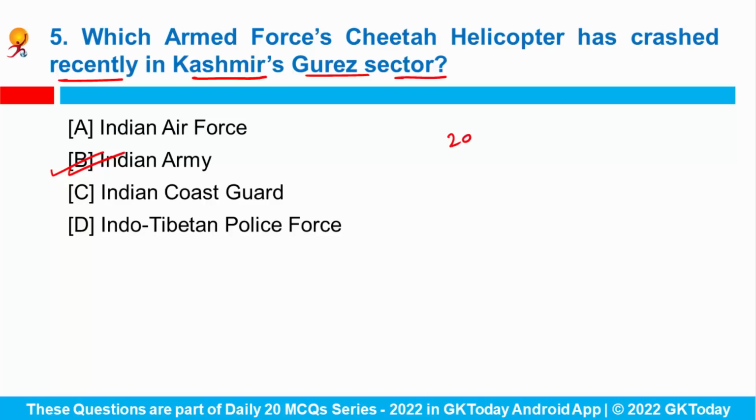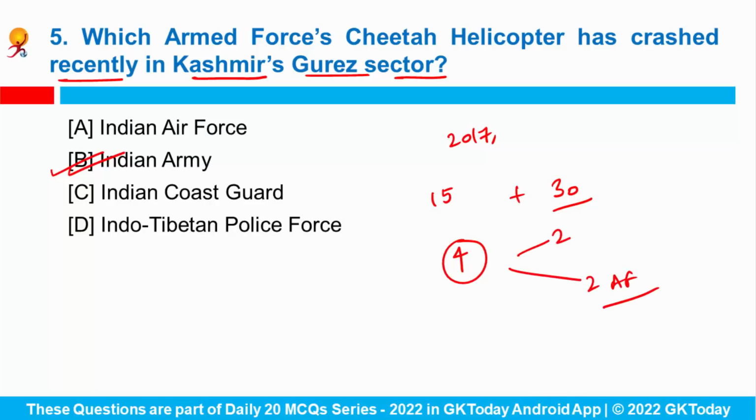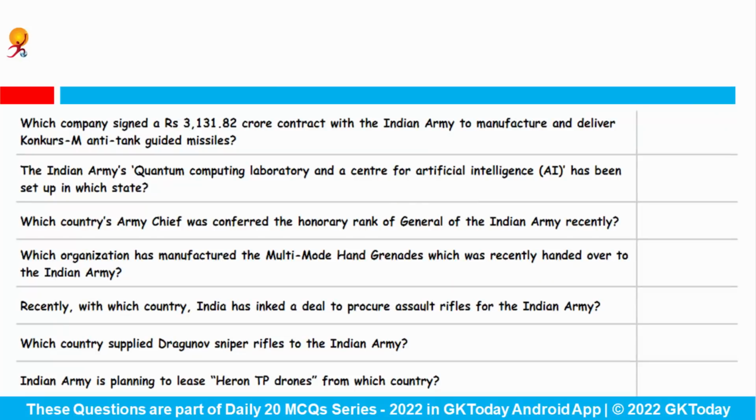And since 2017, 15 Air Force and Indian Army helicopters have crashed and 30 personnel have lost their lives. Other crashes since 2017 include 4 other Cheetah helicopters, 2 for the Army and 2 for the Air Force. Fine. Talking about Indian Army, which company signed a 3,131.82 crore rupees contract with Indian Army to manufacture and deliver Konkurs M anti-tank guided missile?